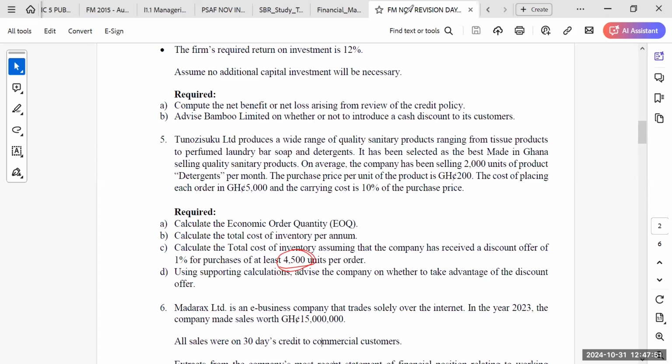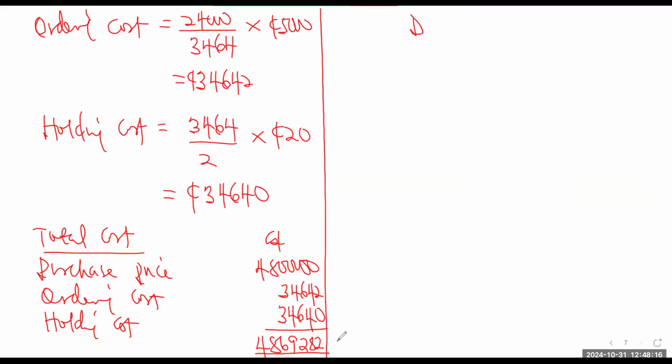How can you do that? You have to compare the existing policy of the entity, which is the economic order quantity that they are using, to the policy, or to the discount that they are giving to them. Calculate the total cost for the two, and now compare which of them is better. So we have calculated the total cost of the economic order quantity. We now calculate the total cost for the discount.